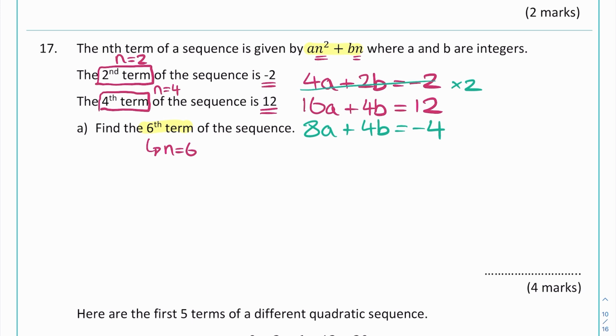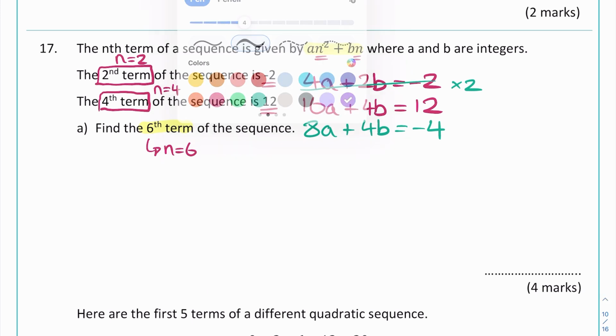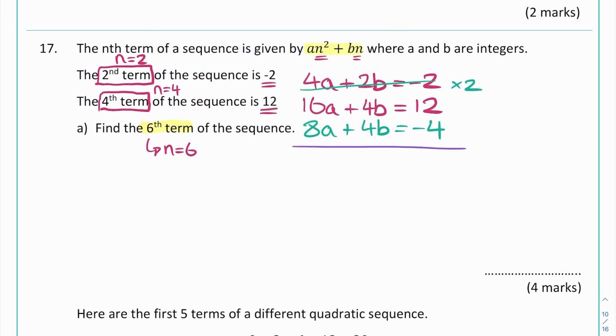Now I don't need this top equation, I just need to subtract them as they've got the same signs. So 16a take away 8a is 8a, the 4b's disappear, and then 12 take away -4, so that's 12 add 4, so that'd be 16. So a is equal to 2, 16 divided by 8 is 2.